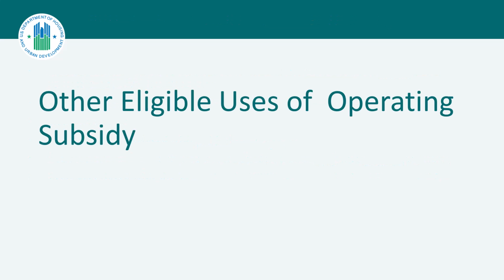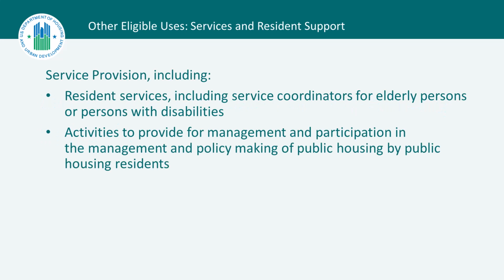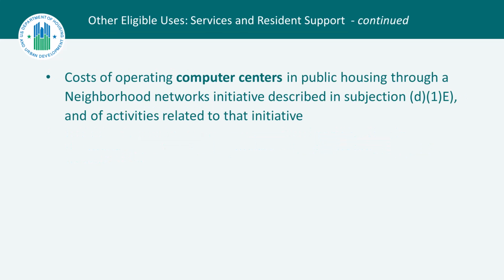Outside of the main allocation of funding for operation and management, there are several other categories of eligible uses of operating funds. PHAs have the opportunity to use operating subsidy for resident services and safety services that will enhance the lives of public housing residents. Activities related to the provision of services include the cost of providing service coordinators for elderly persons or persons with disabilities, and activities to provide for management and participation in the management and policymaking of public housing by public housing residents. Operating subsidy can also be used to operate a Neighborhood Networks Initiative computer center.